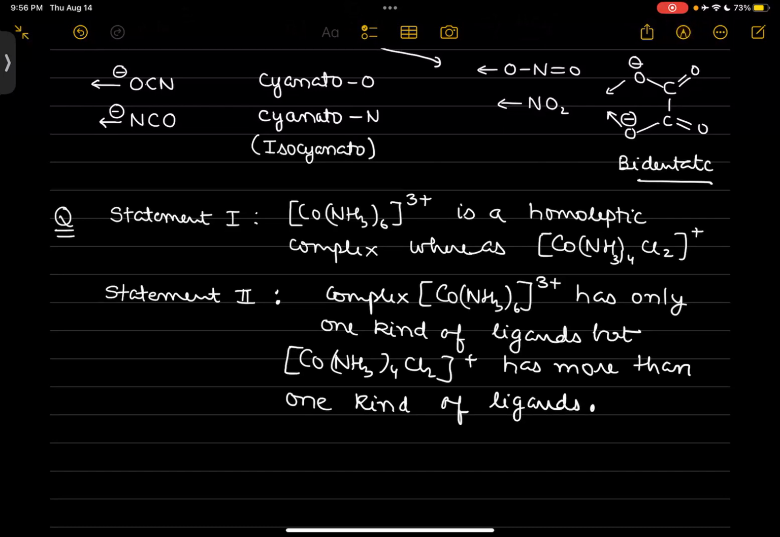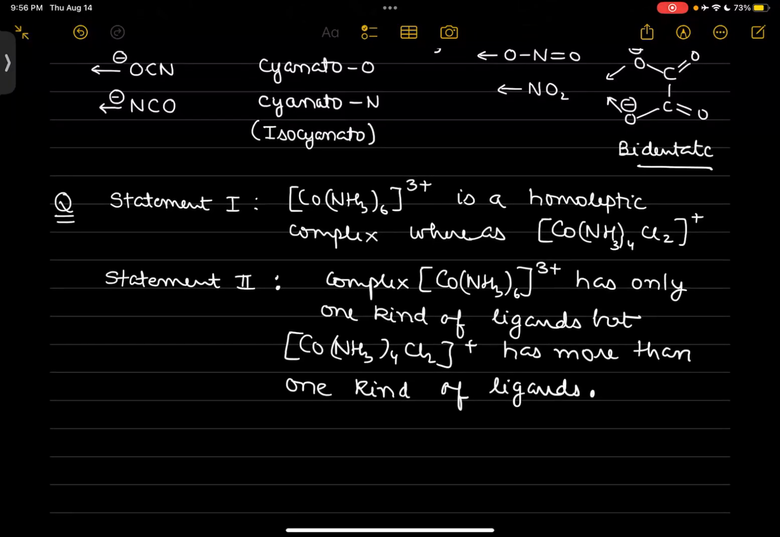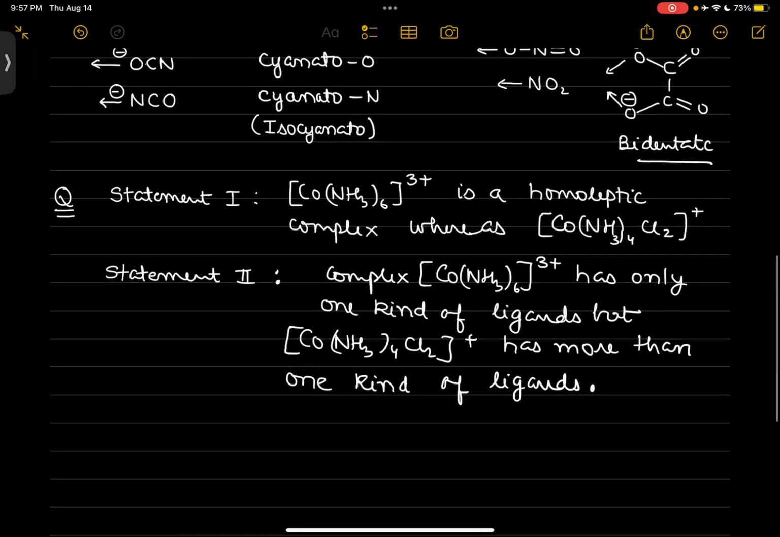So what can you say about the two statements? First one is correct, the second one is correct, both are correct, and the second is the explanation of the first. Or even if both are correct, the second one is not the explanation of the first one. Got it?